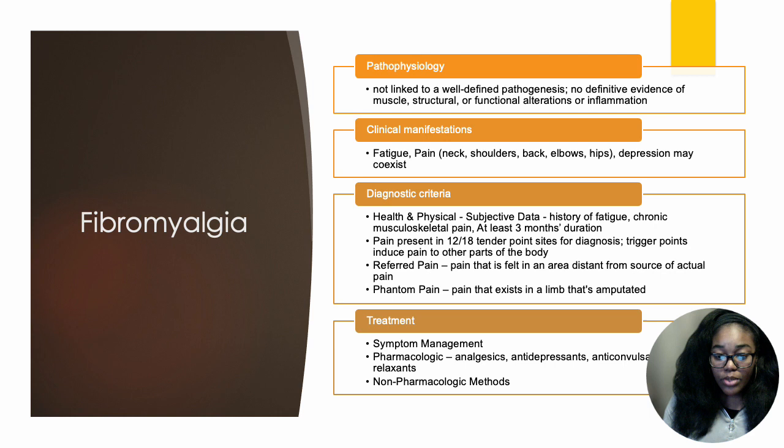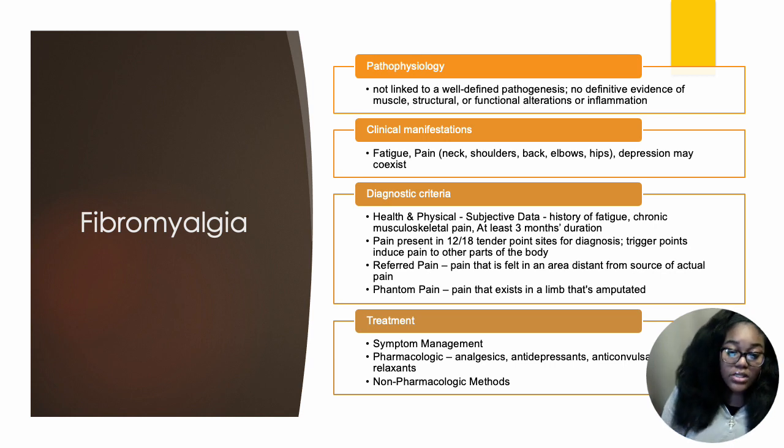There are different trigger points that induce pain to other parts of the body. So what that means is that when you touch one of these trigger points, it actually sends these painful stimuli throughout the rest of the body. So you have referred pain, which is pain that is felt in an area that is distant from the source of the actual pain. So if I touch the individual's shoulder and they experience pain in their knee, that is very distant from the source of the actual pain, but it's referred and it's there, and you cannot tell an individual that it does not exist.